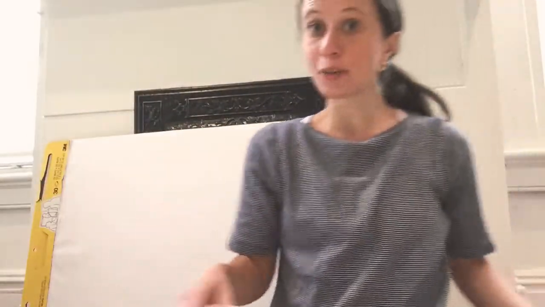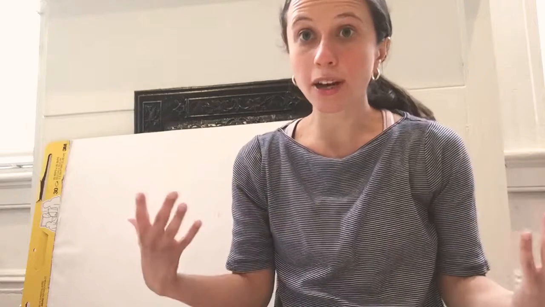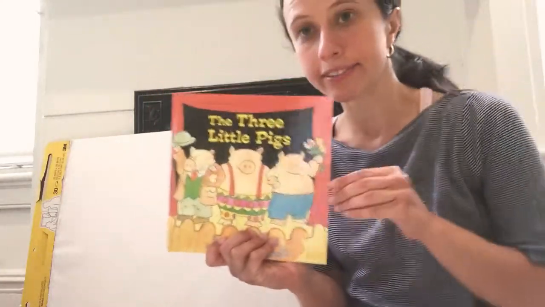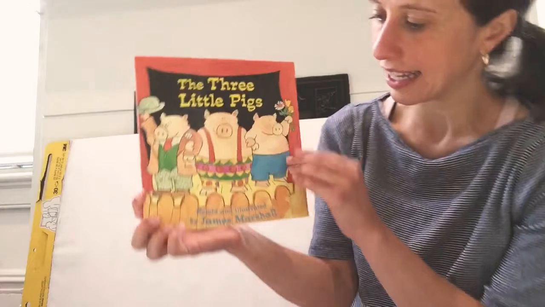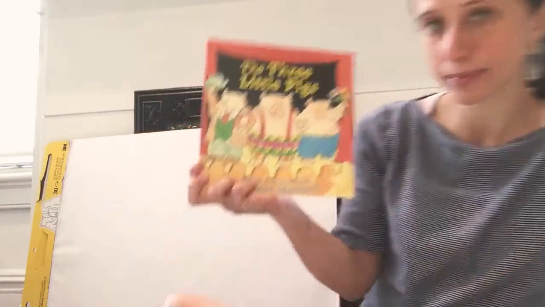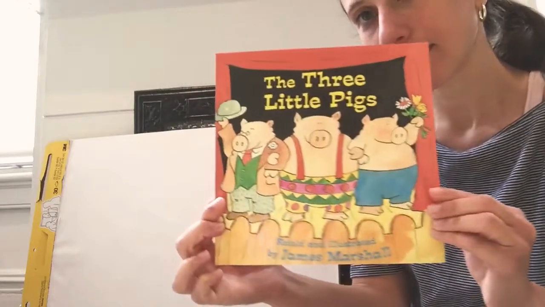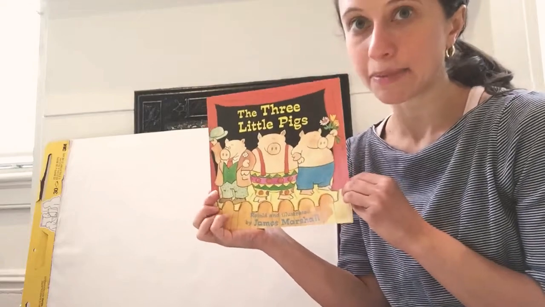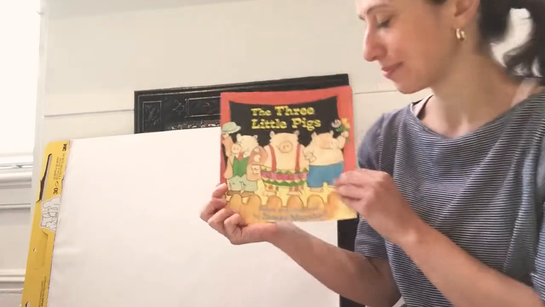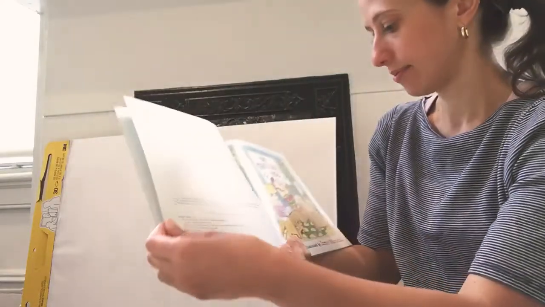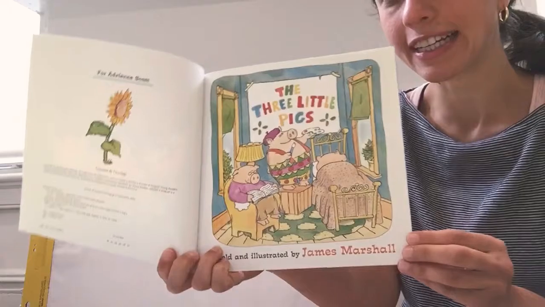All right, hopefully you have that written down, and we're going to go ahead and start reading our first version of the Three Little Pigs. This one is called The Three Little Pigs. It is retold and illustrated by James Marshall. So after I read, we're going to identify the story elements. So make sure you're listening closely. The Three Little Pigs.